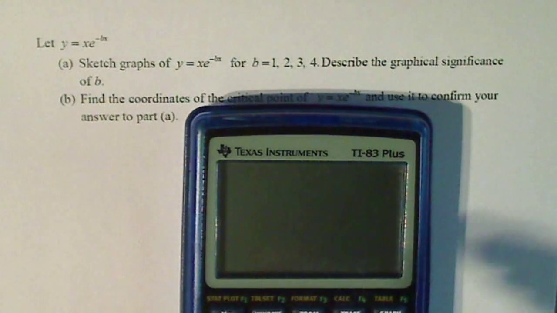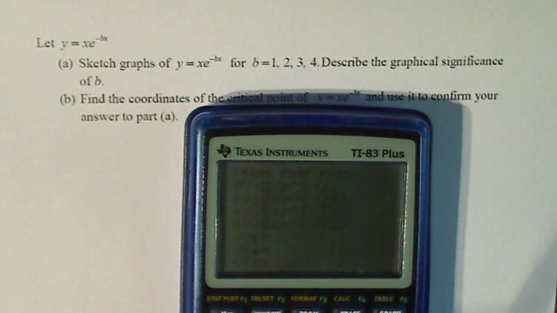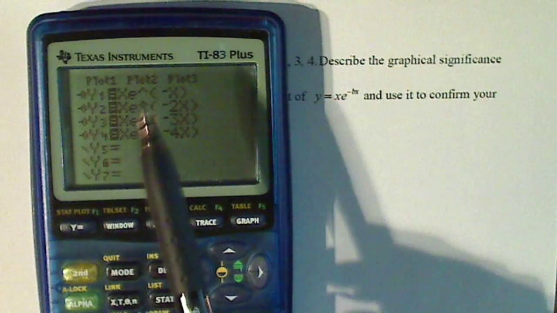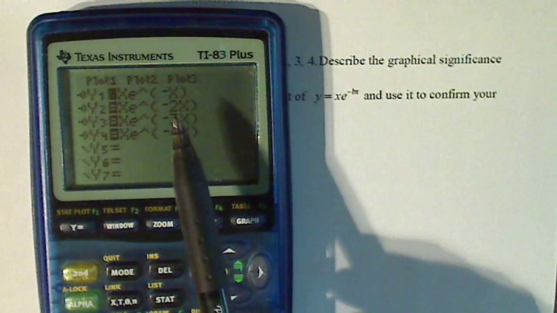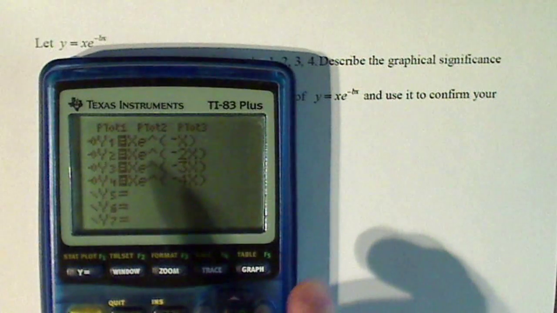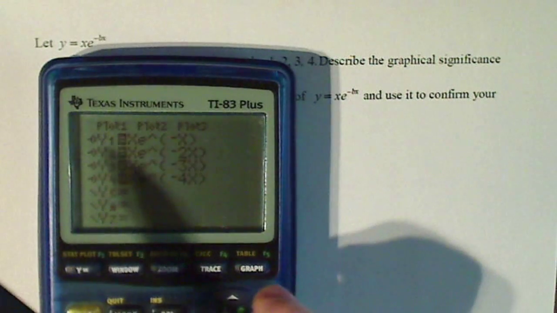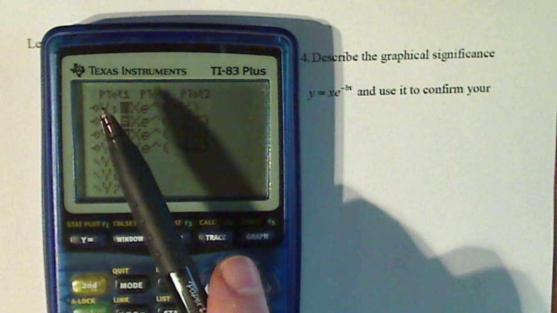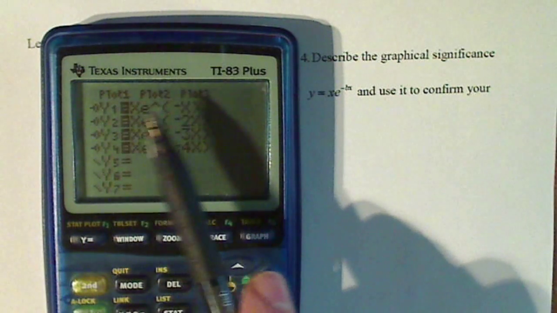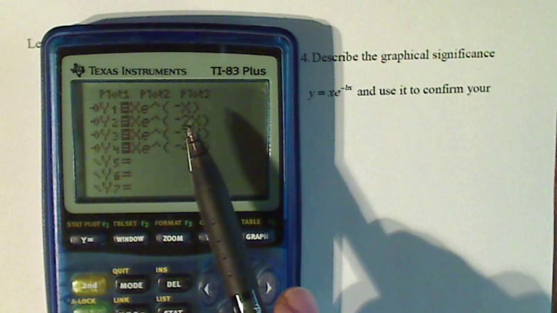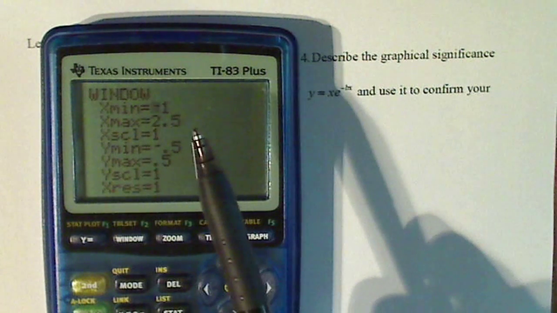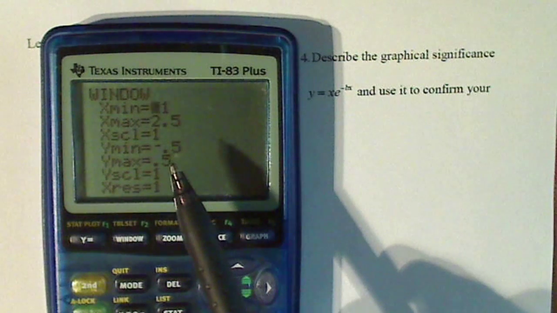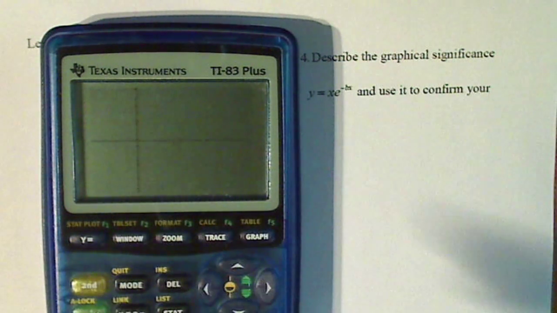So what I do is I go into my y equals menu, and I have listed x e to the minus 1x, x e to the minus 2x. So b is 1, 2, 3, 4. The negative sign was in the original equation, as you can see right here. Okay, and I did the little bubbles here so you can see which one's graphed. So the first one that's going to graph is b is 1, second one b is 2, etc. So here's the window I'm on, minus 1 to 2.5, minus 0.5 to 0.5, and I graph.